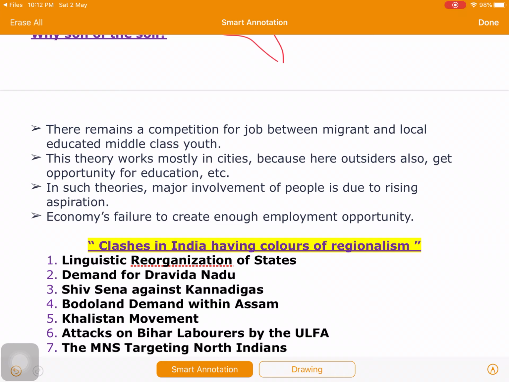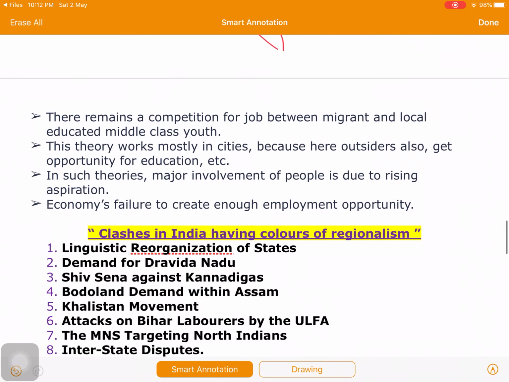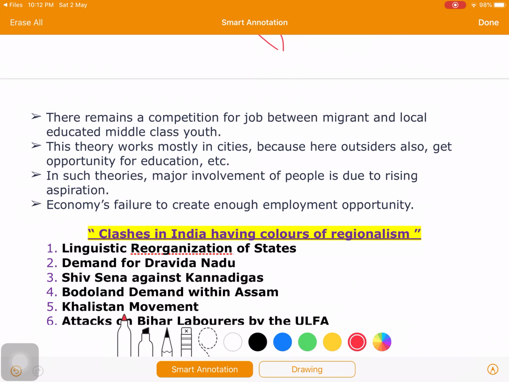So the question here is why son of the soil comes into the picture. The competition between the migrant and the local educated middle class youth is increasing day by day, and hence in order to cope with this challenge, the locals are to be given the first priority, especially in education and in employment. And the second point, this theory mostly works in cities because the outsiders can be seen more in the cities and towns but not in rural areas.